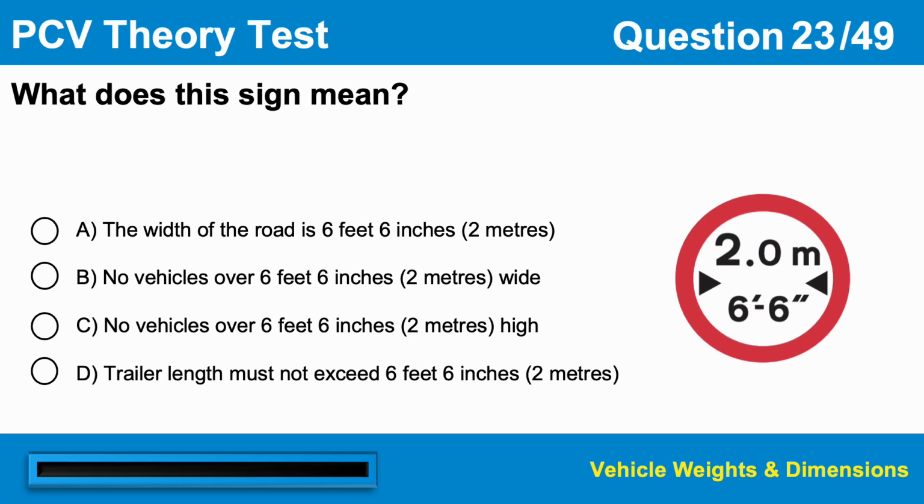Question 23. What does this sign mean? A. The width of the road is 6 feet 6 inches, 2 meters. B. No vehicles over 6 feet 6 inches, 2 meters wide. C. No vehicles over 6 feet 6 inches, 2 meters high. D. Trailer length must not exceed 6 feet 6 inches, 2 meters.